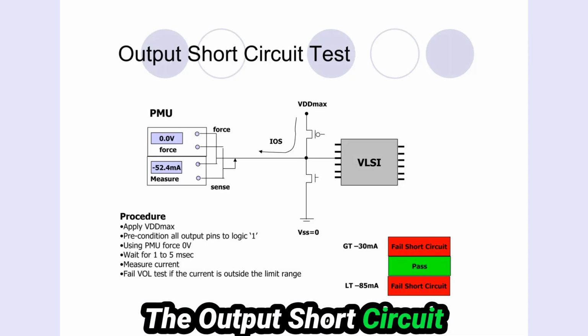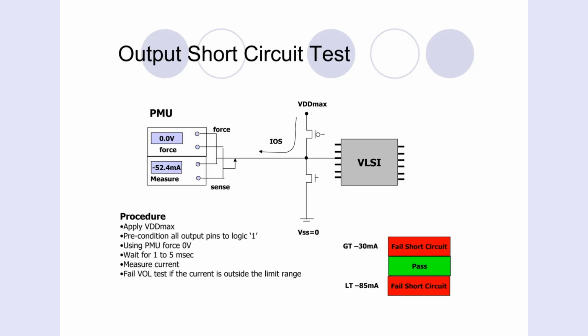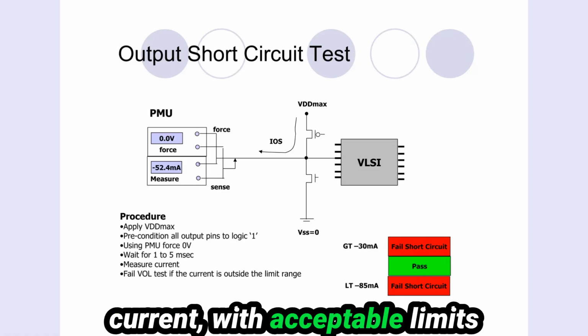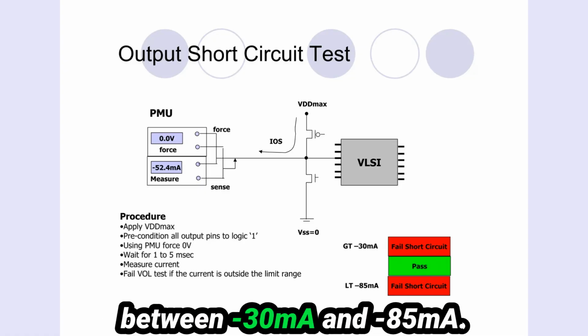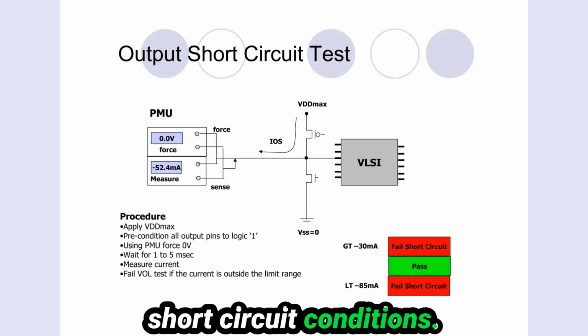The output short-circuit test is critical for verifying device protection capabilities. This test procedure involves forcing 0 volts and measuring current, with acceptable limits between minus 30 milliamps and minus 85 milliamps. This ensures the device can safely handle potential short-circuit conditions.